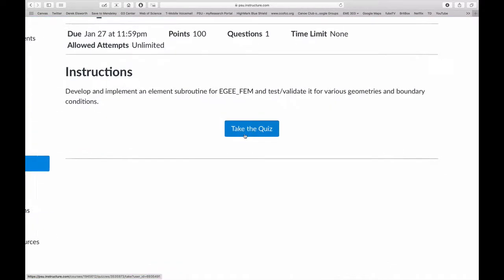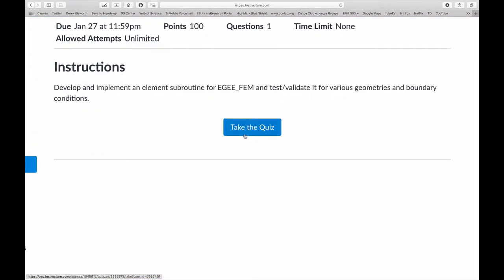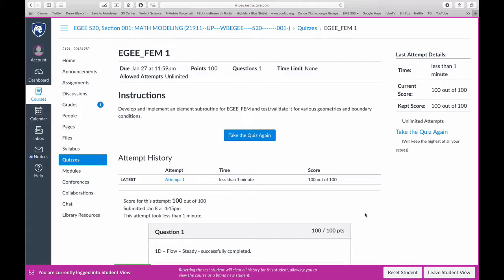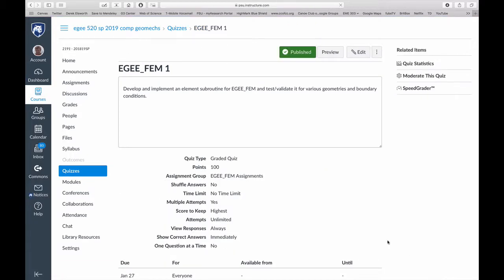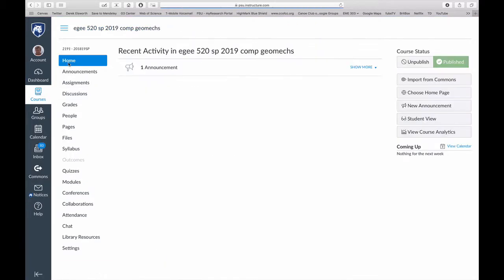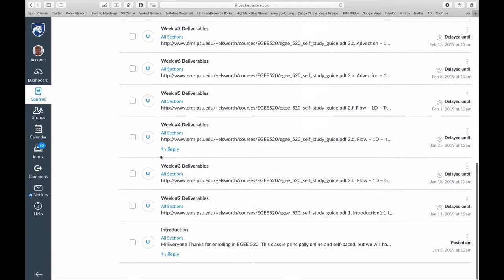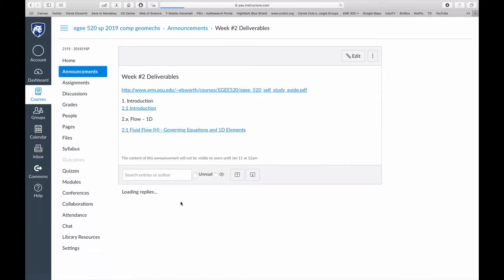Develop and implement an element subroutine for various geometries. Take the quiz for steady flow. Did you do it? Perfect. So don't abuse it, of course, I know you won't. Each week, I guess it's not live yet, so leave student view. I'll look at what I see in this, which is different. Each week you'll get an announcement. You got one already. And that announcement will tell you what you need to do. And they're all timed. So week 2 deliverables is next week.